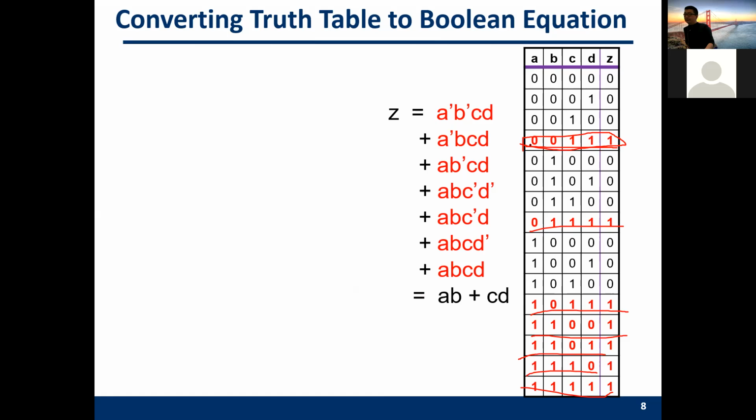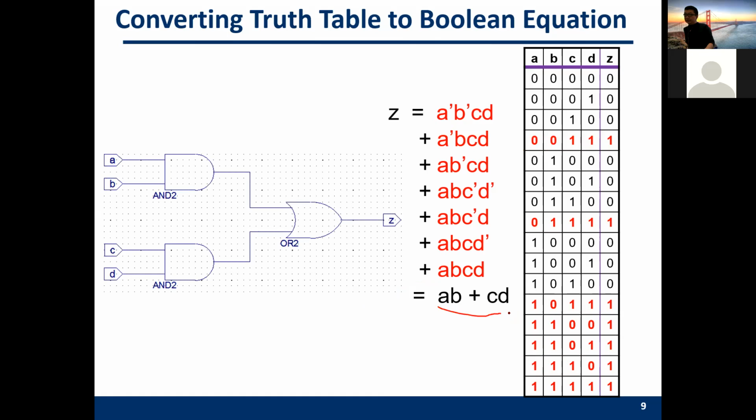For example, in this row, we can write A bar, B bar, because A and B are zeros, C, because C is 1, and D. So this is A bar, B bar, C, and D. And we can add these rows together. So eventually, after the simplification, we will have the Boolean algebra equation. And we will talk about the automatic algorithm for the simplification in the following lectures.